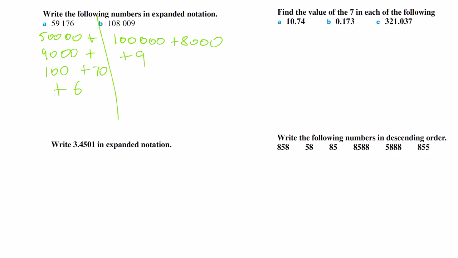Okay. For this one, 3.4501, we look at the 3 again. That's in the units, so we call that 3. The 4 is in the tenths position, so we go 4 over 10. The 5 is in the hundredths position, so we go 5 divided by 100. The 0 is in the thousandths, so we go 0 divided by 1,000. Plus, the last one is in the ten-thousandths, so we go 1 over 10,000.